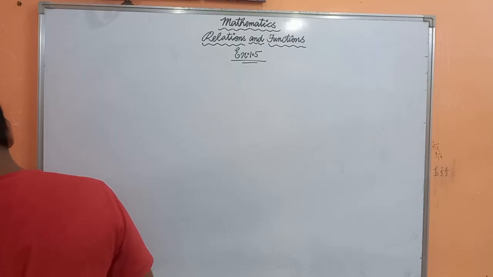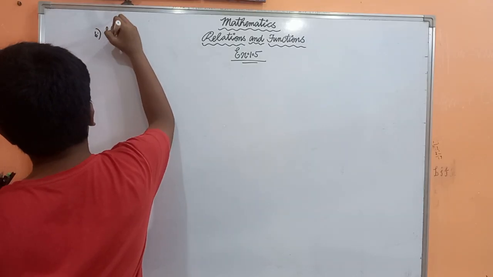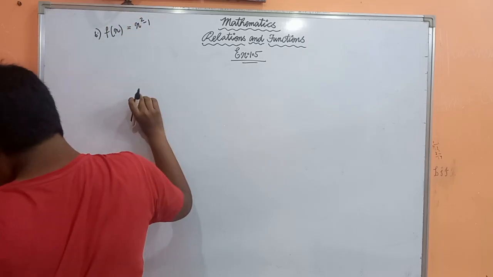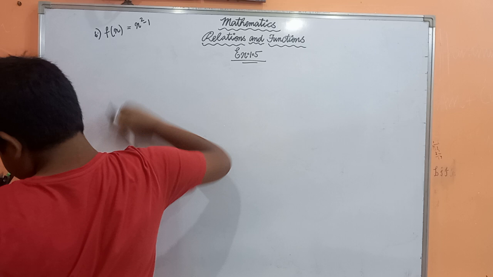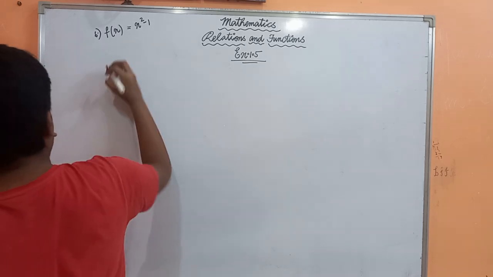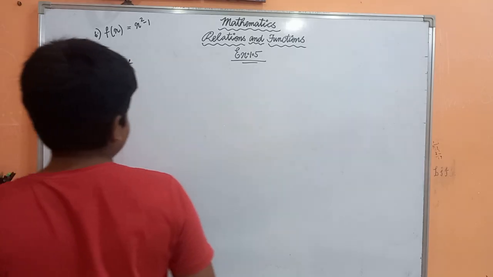Now sixth sum. Let f of x be equal to x squared minus 1. Then find f∘f. So it's just simple. Just don't over exaggerate.